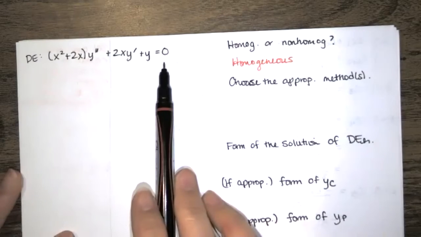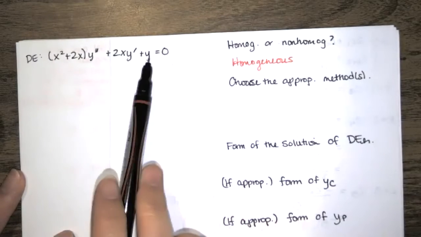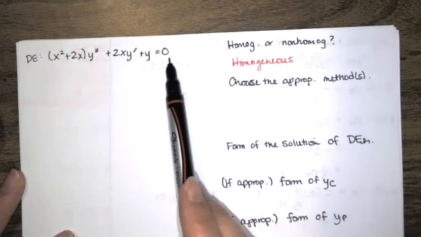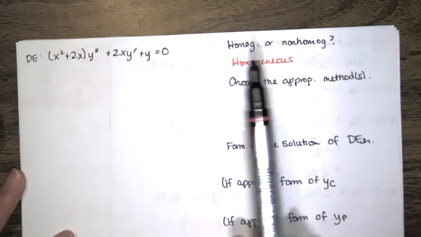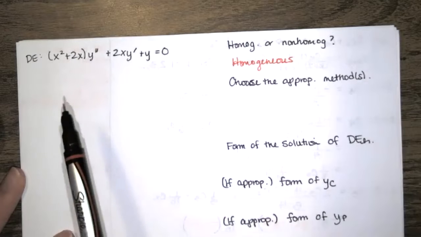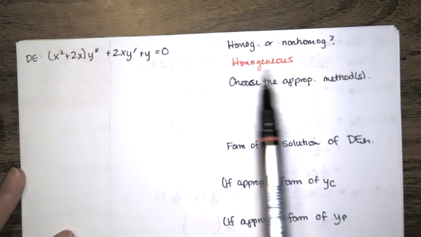We've got this differential equation over here. Notice that when all the y's are on this side, the right-hand side is 0. And we don't have any terms involving just the independent variable x. So that makes this a homogeneous differential equation. Since it's homogeneous, we only need one method.